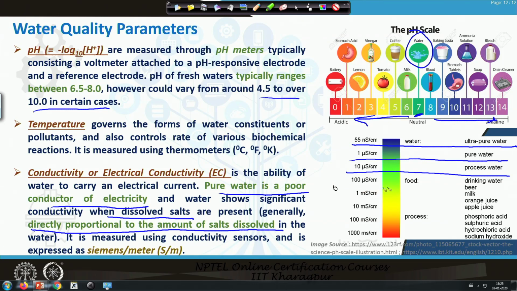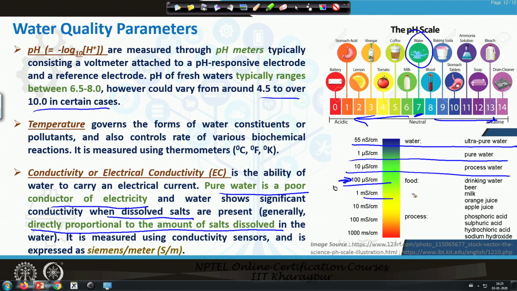Drinking water may have conductivity of the order of 100 microsiemens per centimeter, because we do not drink distilled water, we do not drink pure or ultra pure water. Okay. We want to drink water which has certain minerals in it. So, the drinking water may have, and in fact should have, certain conductivity, it should not be completely devoid of the conductivity.